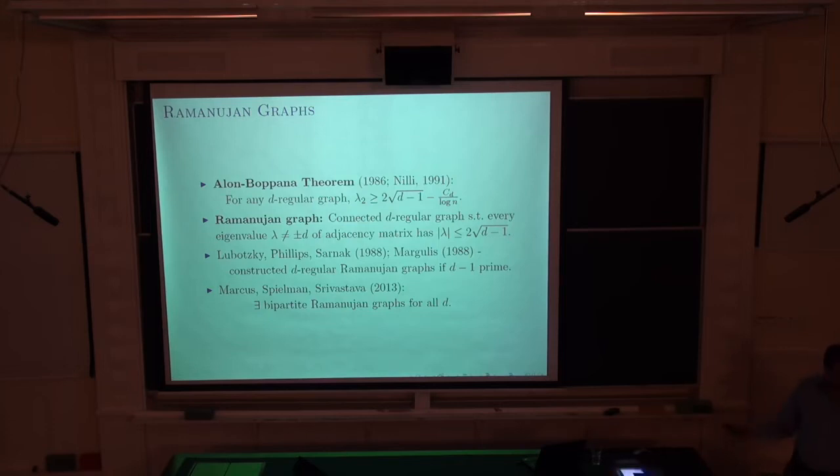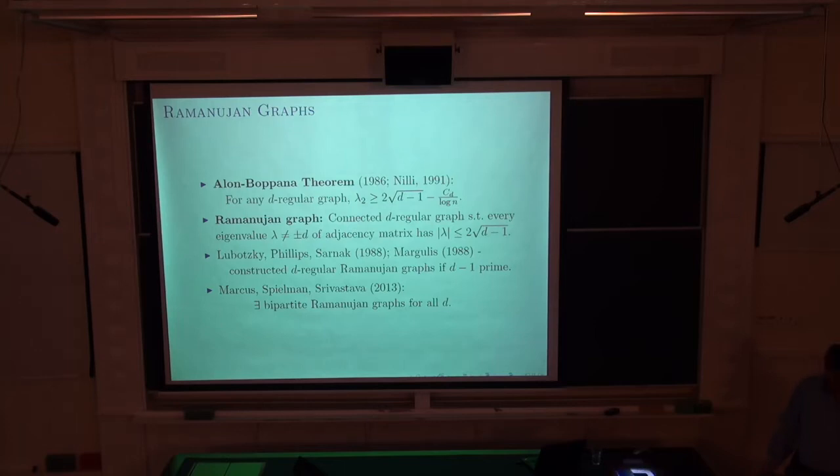So the ones that they constructed are called LPS graphs, or more generally arithmetic Ramanujan graphs. They constructed them for d minus 1 prime. There were other constructions for other values of d, but just a couple of years ago, Marcus, Spielman and Srivastava showed that there exist bipartite Ramanujan graphs for all d.